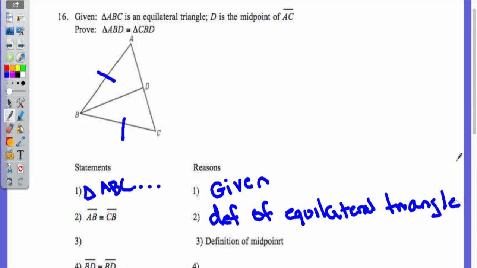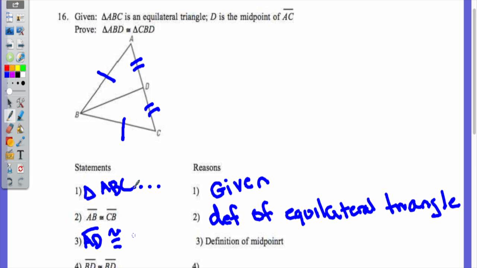Now I told you guys, and I had you write down, that if you're told that something is a midpoint, like you're told in the given, the next thing you're probably going to prove is what? Not definition of midpoint. The next thing you're probably going to do is what's congruent? Two segments are congruent. So if D is the midpoint of this line AC, that means it's going to break it into two congruent parts. So it means AD is going to be congruent to CD.